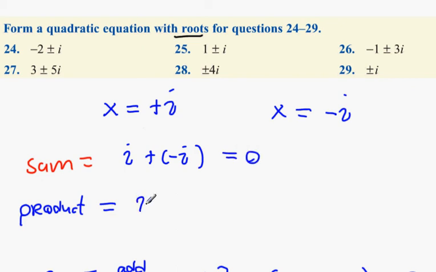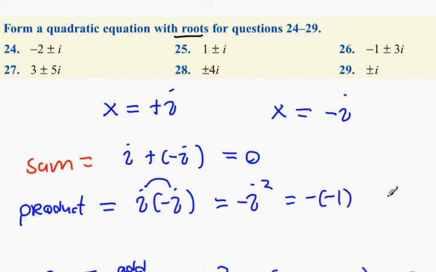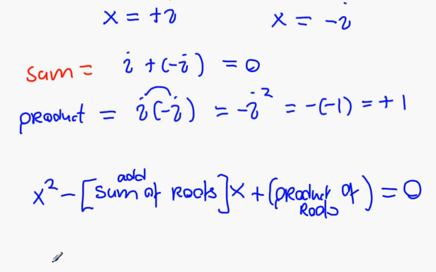What's the product of i multiplied by minus i? When you multiply them, minus i squared. And what's i squared? Minus 1. Minus minus 1 gives me plus 1. So then you put it in here, guys, and we get x squared minus the sum of the roots, which is 0, so it doesn't exist, plus the product of the roots, which is 1. Equals 0, and that's your equation.